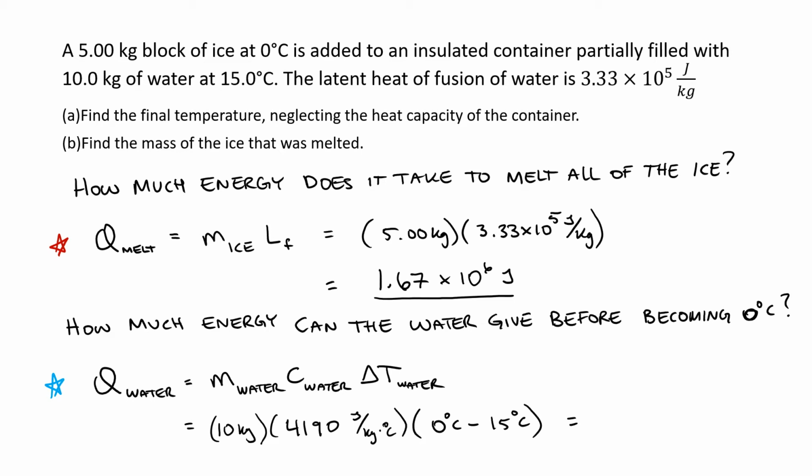So here we see the way that we have this written. Final minus initial, this is going to be a negative. This is also related to whether it's going to give or receive energy. Negative 6.29 times 10 to the 5th joules.